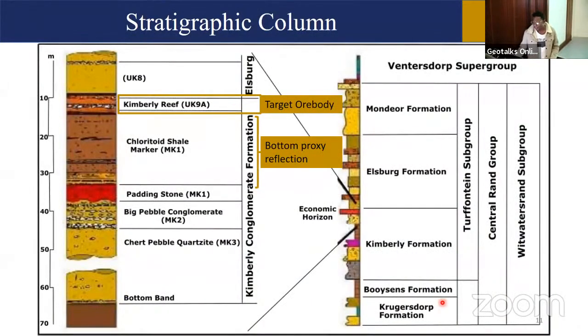Now the target ore body, which is the Kimberley Reef, UK9A, forms part of the Kimberley Formation of the Taffontein subgroup. And it overlies the Poison shales, these fluoritoid shale markers, which are the footwall of this reef. And we use the reflections from these shales because they have high reflectivity. And we use this to constrain the geometry of the Kimberley Reef. And we also constrain the geometry using the contact between the Fenderstop metabasalts and the Wits Basin, the central rain contact.